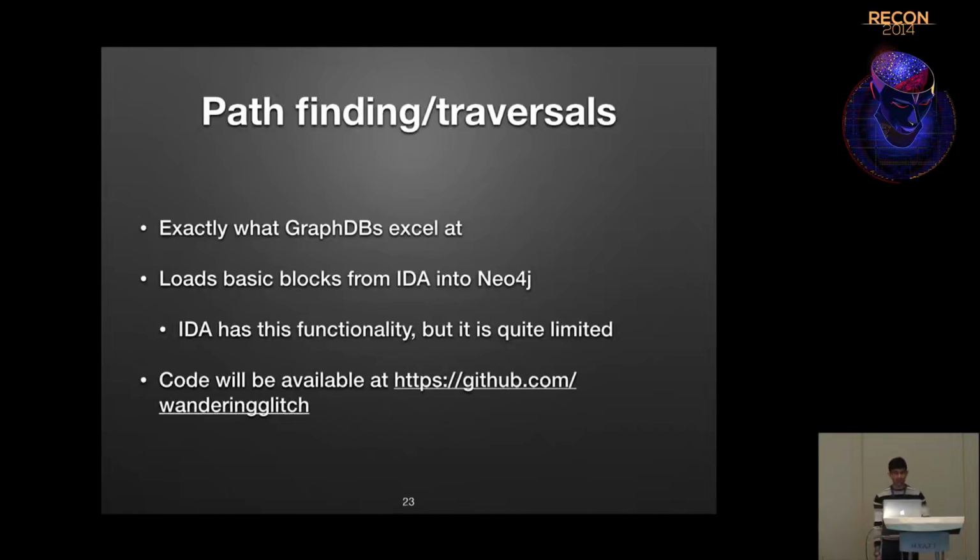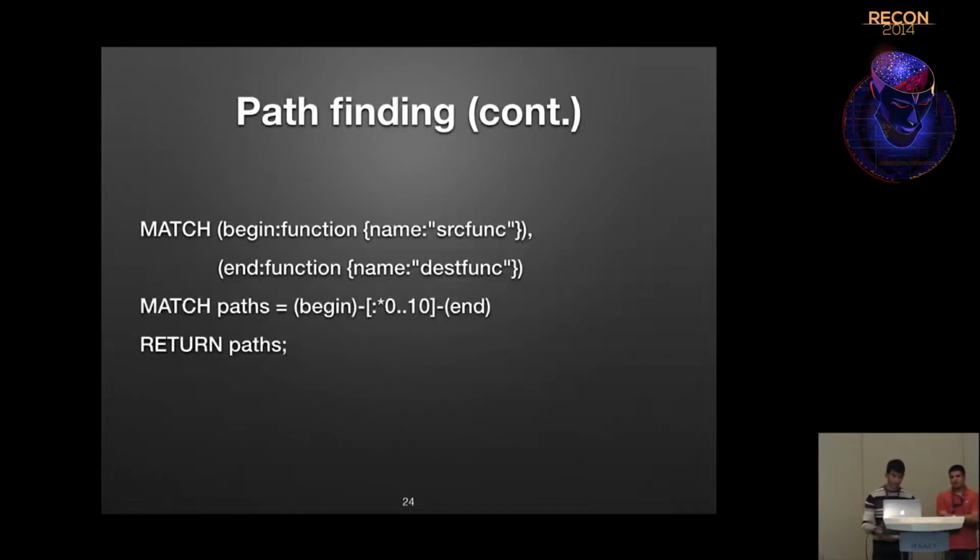The code was supposed to be on GitHub, but I didn't bring the creds with me, and I only have a burner laptop, so I'll make sure it's on my GitHub page as soon as I get back into town. But in the meantime, I can show you here is a query that gets generated, and in the Cypher query language, we're specifying that begin is some node that matches a function that has a name of sourcefunc.